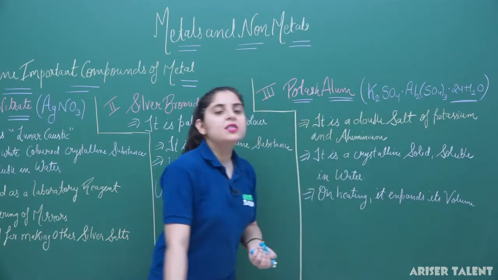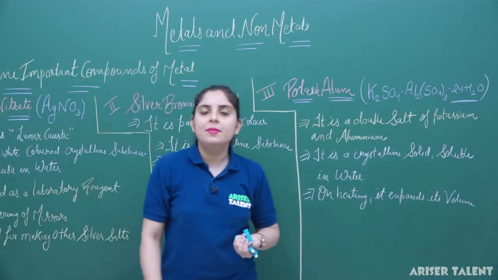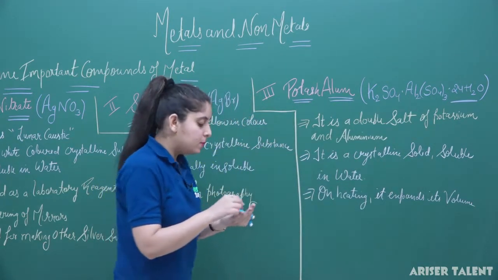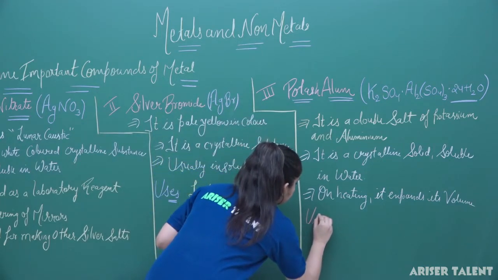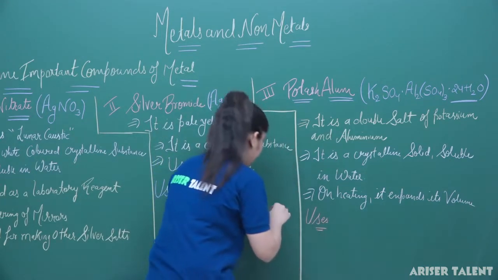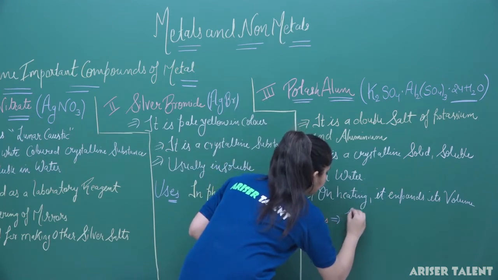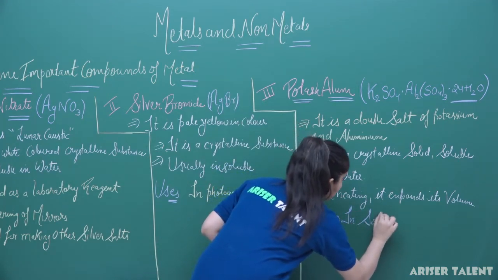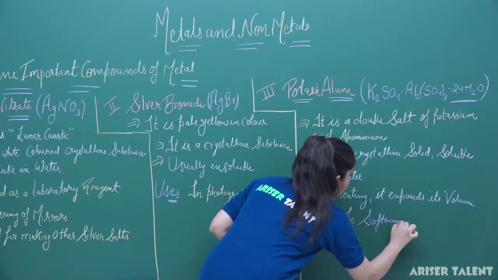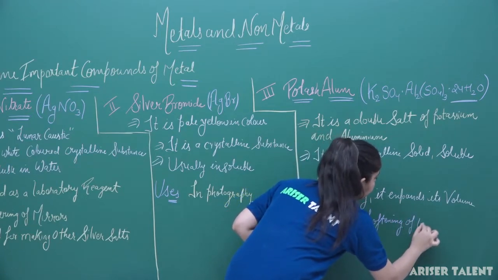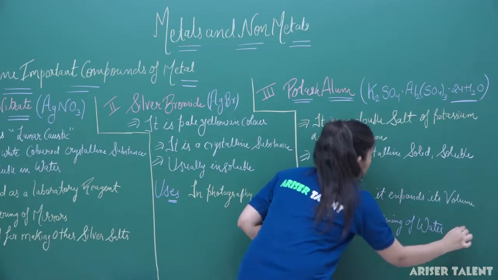And finally, the most common use of potash alum is in softening of water. So its use is, it is basically used in softening of water.